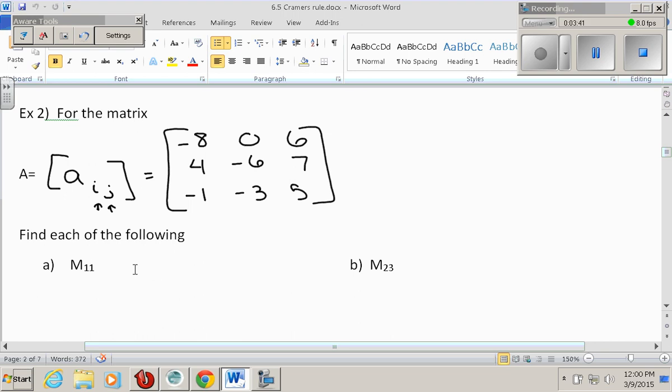Okay. So it wants us to find each of the following. It wants us to find the minor 1, 1 and the minor 2, 3. So again, that's not 11. It's actually 1, 1, i being 1 and j being 1. And minor 2, 3 is i being 2 and j being 3. So it's not 23. It's not 11. So kind of get that out of your head. That 1, 1 means first row, first column. That 2, 3 means second row, third column. That's what that means. It's your i component, j component.